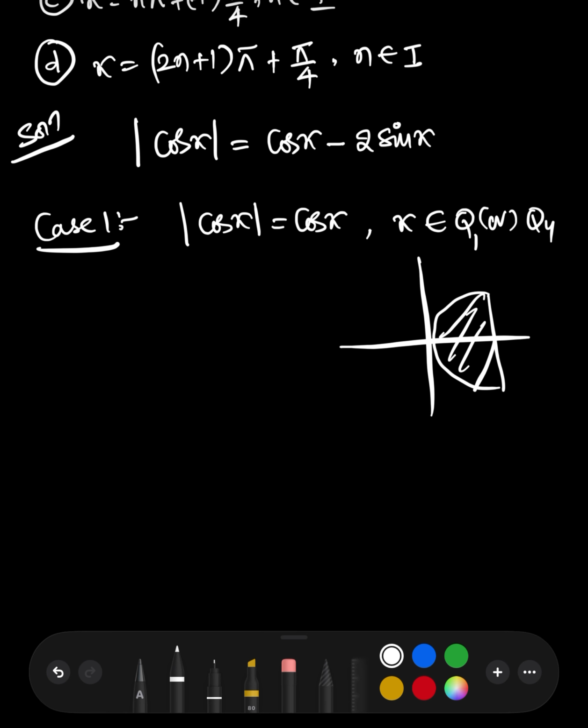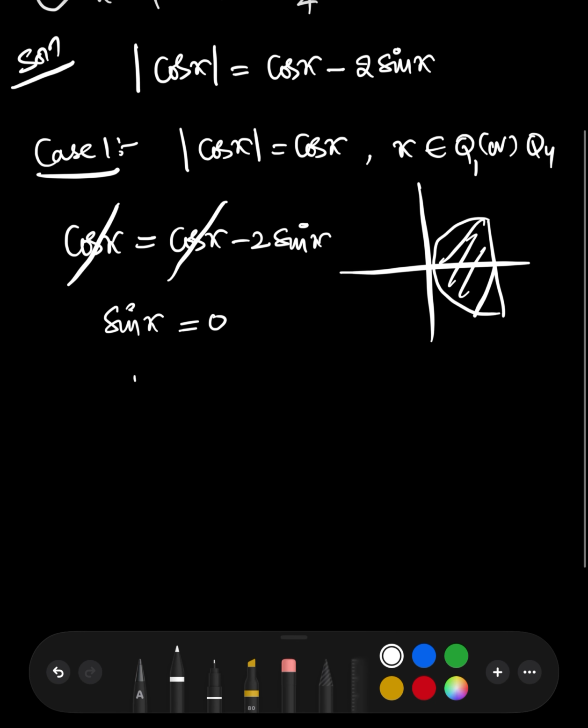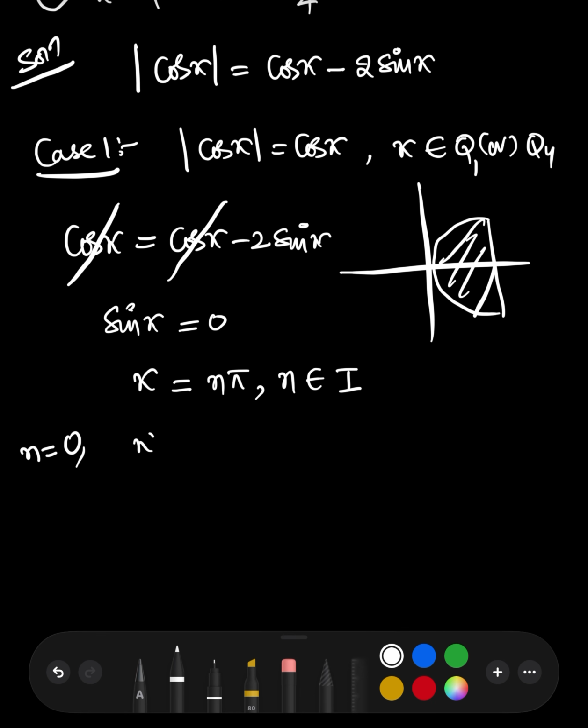Clear? Then in case mod cos x is cos x, from the given equation cos x equal to cos x minus 2 sin x, so that cos x cancels. So we can say clearly sin x equal to 0, and sin x equal to 0 gives x equal to n pi, where n belongs to I. So don't think that it will be the final general solution, now let me check x equal to n pi. Suppose I take n equal to 0, I can say that x equal to 0.